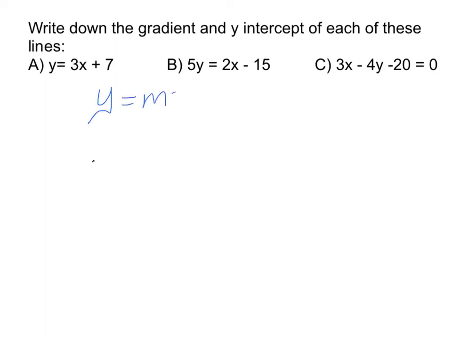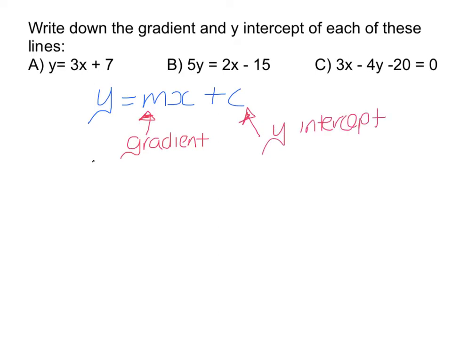And the general form of a straight line is y equals mx plus c, and m is the gradient, and c is the y-intercept. So what we need is we need each of our straight line equations to look like this, and we say they need to be in this general form. If you look at our first equation, it is in this form.